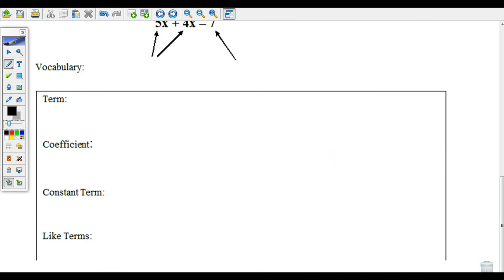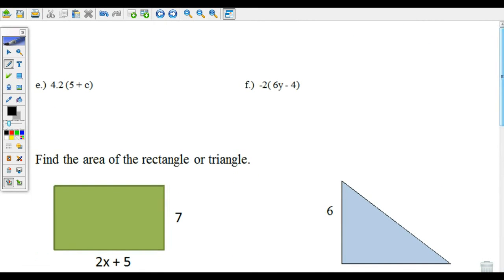All right, last part here. Just a couple more questions. We're going to go ahead and try these two here. We're going to go ahead and distribute 4.2, a decimal, through. And it's the same process, really. Not much different. We're going to do 4.2 times 5 plus 4.2 times C.